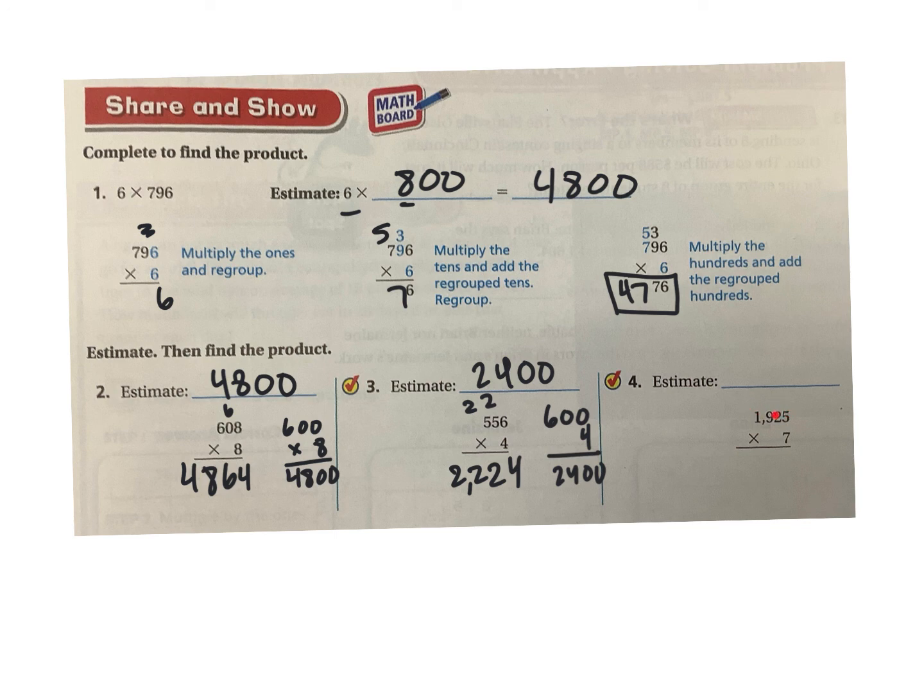My estimate, this is between 1,000 and 2,000, and it's almost at 2,000. So I round that to 2,000. Do that times 7. 7 times 2 is 14, and there's 3 zeros on that. So my estimate is 14,000. Now I will do the actual product.